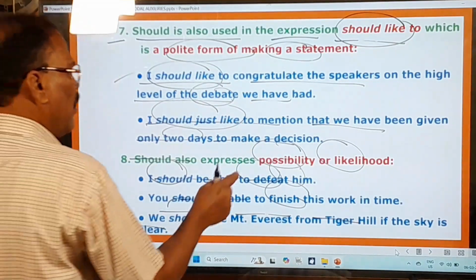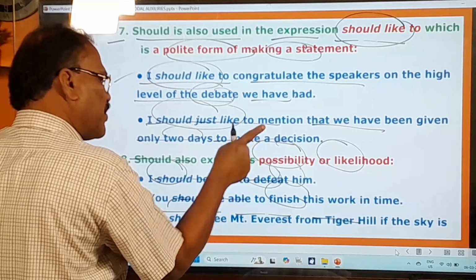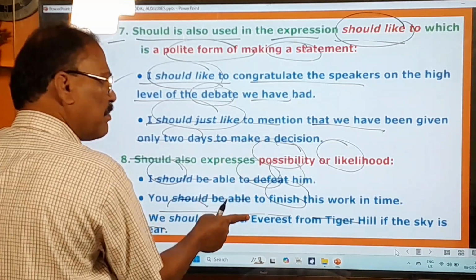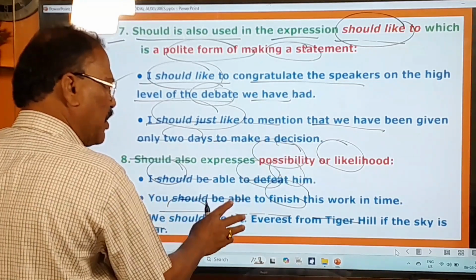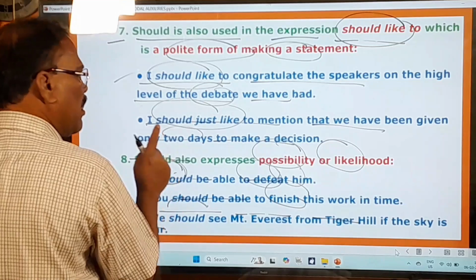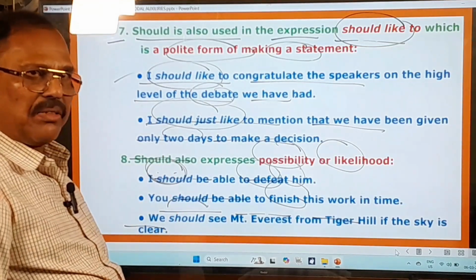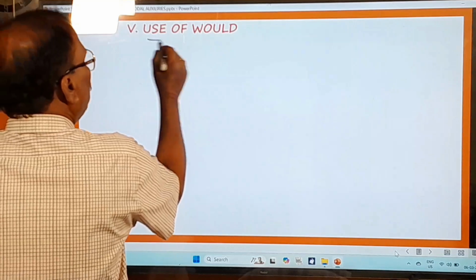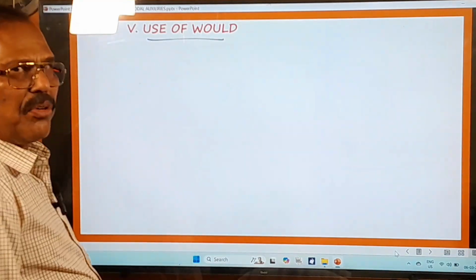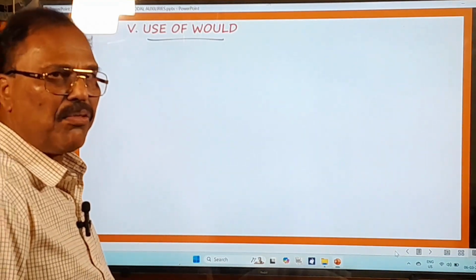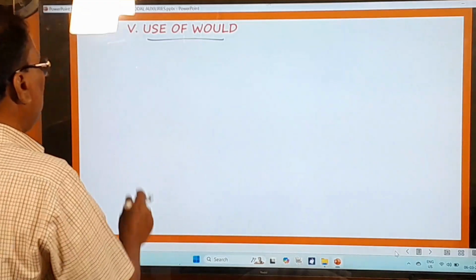So whenever you want to indicate the possibility of something, the likelihood of some action, then you should make use of this modal auxiliary should. Okay, and now you move on to learn other important things. Next, the use of would. Okay, I'm going to teach you the uses of would. And what is that?